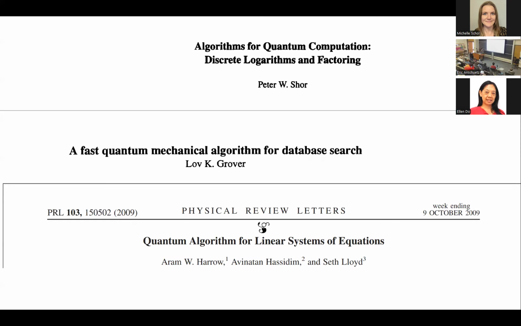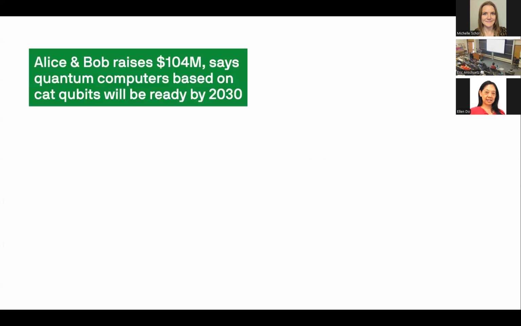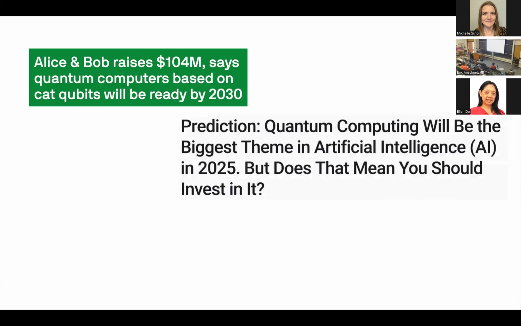And once you start saying things like linear algebra is exponentially more efficient, the VCs get involved. So now you have startups raising ludicrous amounts of money. You get Yahoo Finance articles that say crazy things like quantum computing will be the biggest theme in AI in 2025. Well, we're in 2026, and I think we can safely say this prediction didn't come true.